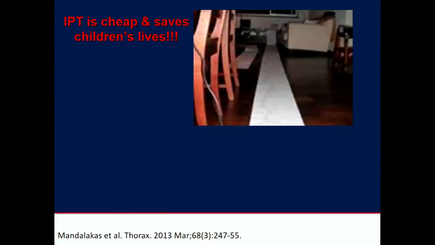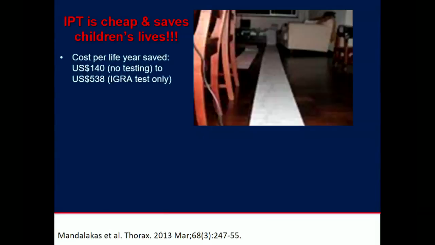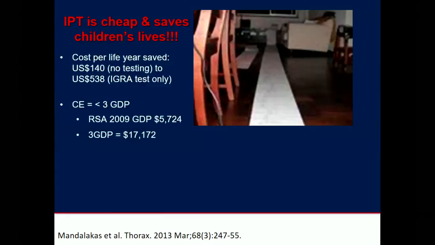So we could say IPT is cheap and safe in children, you all agree, but if we look at the numbers, the cost per life year saved ranges from $140 to $538. It's just cheap. So again, I could stop here, but that's me saying it's cheap. What's the definition of cheap? The WHO has their Commission on Macroeconomics that says an intervention is cost effective if it costs less than 3 times the GDP. At that time, the GDP in South Africa was $5,700. We are way below the 3 GDP threshold.